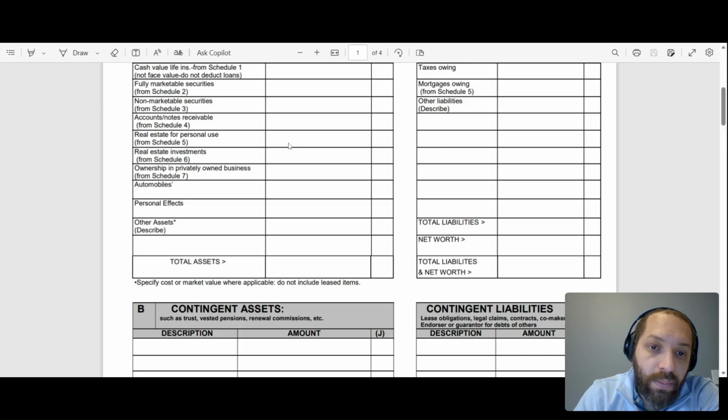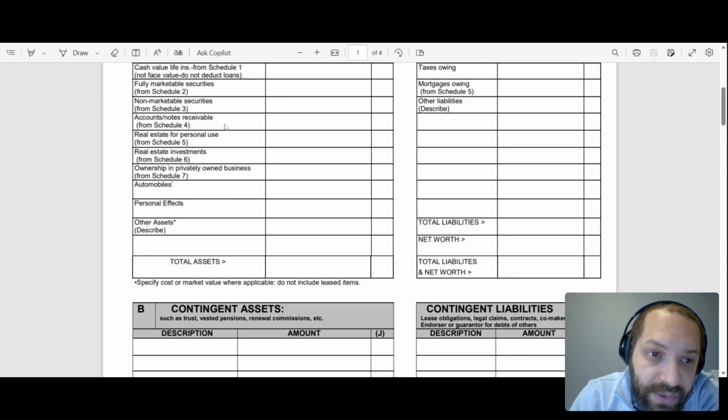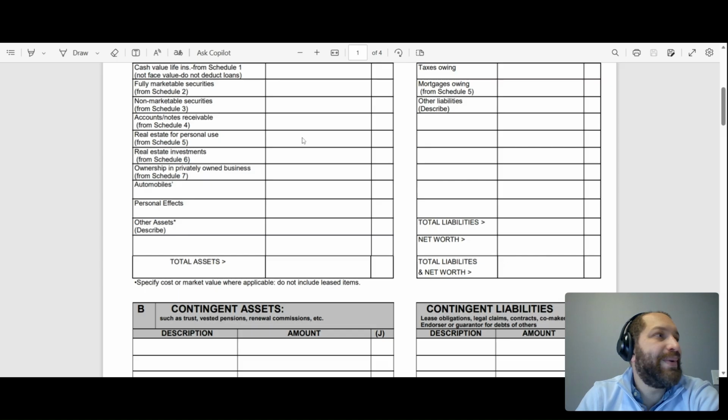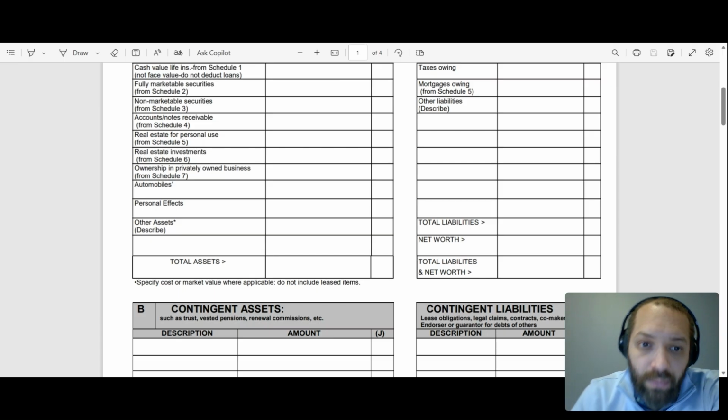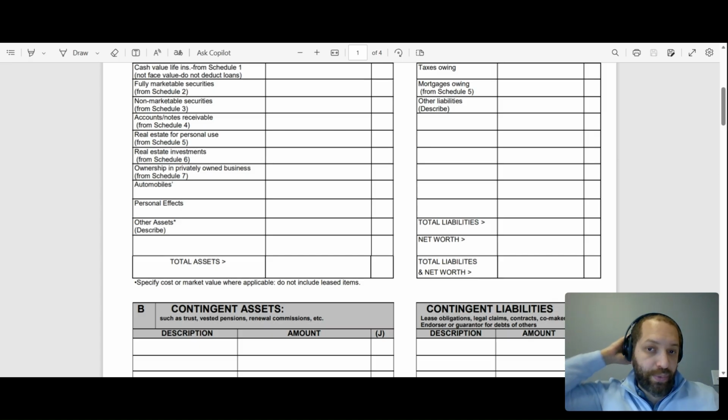If you have any kind of personal real estate, it says here accounts and notes receivable and non-marketable securities. Typically people don't have these two items here, so it typically goes unfilled. So if you don't have information about something, like you just don't have non-marketable securities or accounts receivable on a personal level, like if you make a loan to someone or something like that, then you just leave it empty in this case.